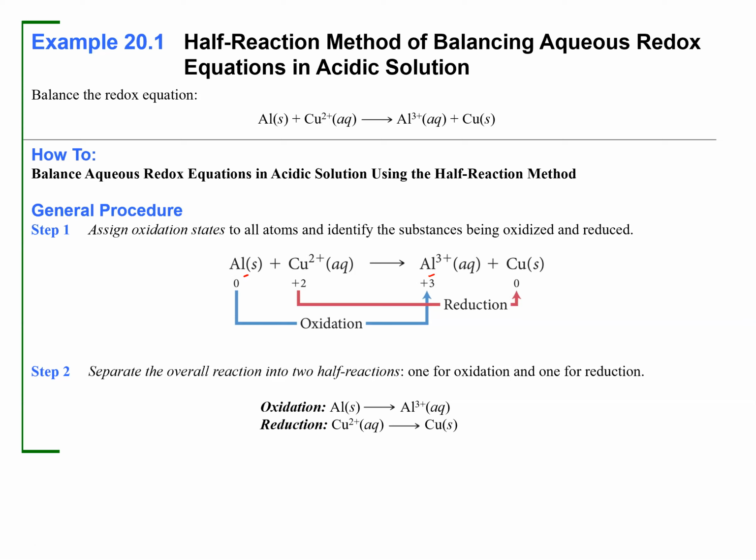Now that we know what's oxidation and what's reduction, we can split these into half reactions, which we see in step 2 here, where our oxidation side is going to be solid aluminum reacts to form aluminum cations with +3 charge, or aluminum 3+, and the reduction side is going to be copper 2+ cations reacting to form solid copper.